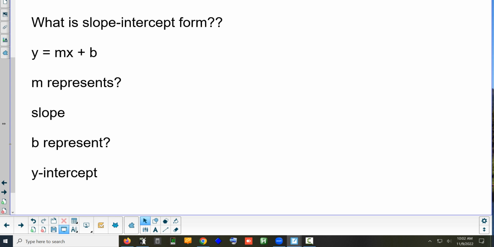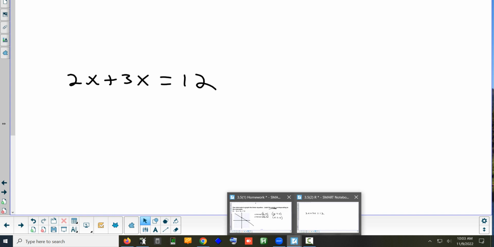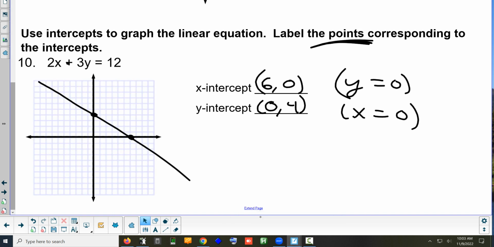Okay, does everybody have that part? All right, so we know how to graph an equation if it's like this. This is what we did on Monday. To graph something that's like that, we found intercepts. Actually, I think that's the same problem. Yeah, actually, it's this one right here.